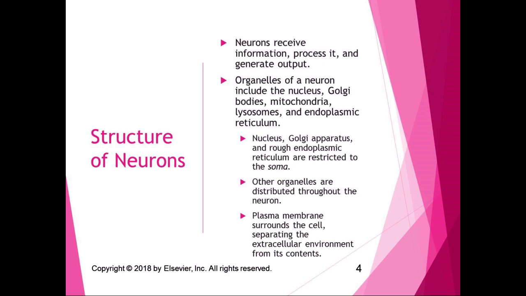So the nucleus and the Golgi apparatus and the rough ER, where RNA is translated into proteins, are restricted to the soma of the neuron. And then other organelles are distributed throughout the neuron. So there are mitochondria throughout the neuron that are producing ATP to use in different procedures and structures and things that the neuron has to do. Of course, like every other cell in the body, it's surrounded by that plasma membrane, which separates the extracellular environment from the cell contents. So in a lot of ways, they're the same as other cells, but in a lot of ways, they're also different.